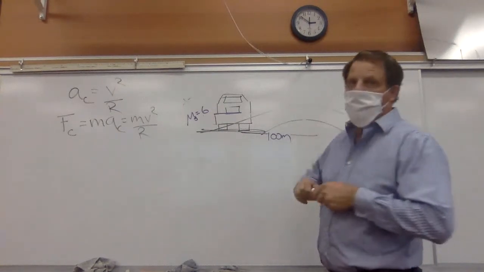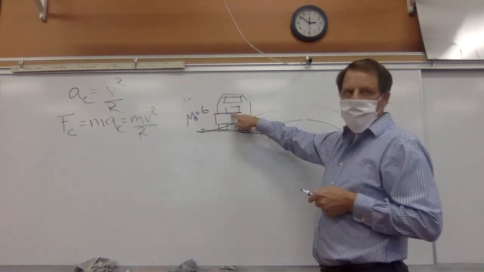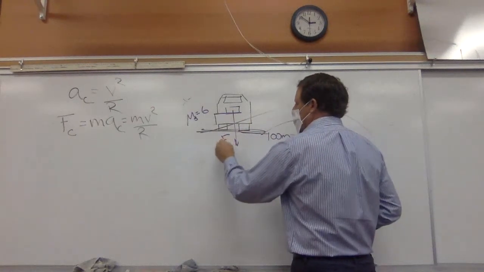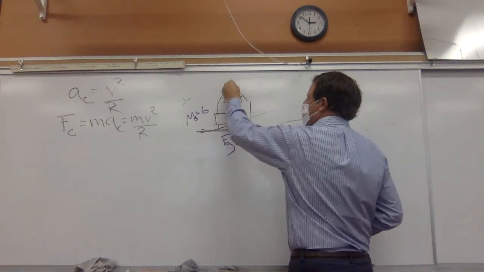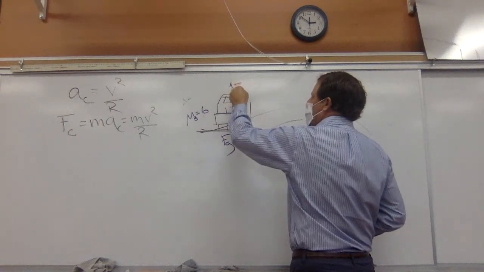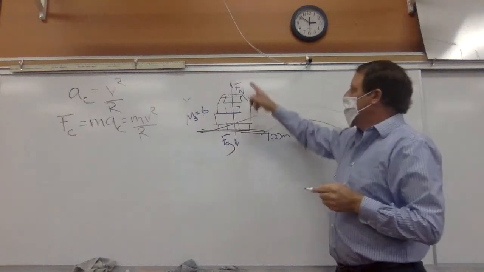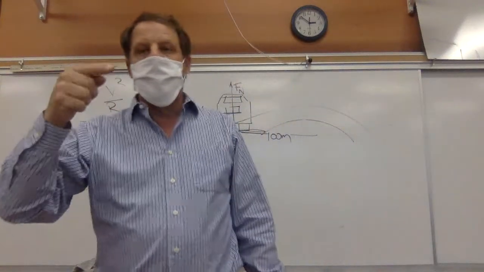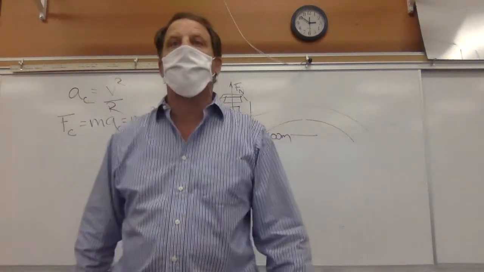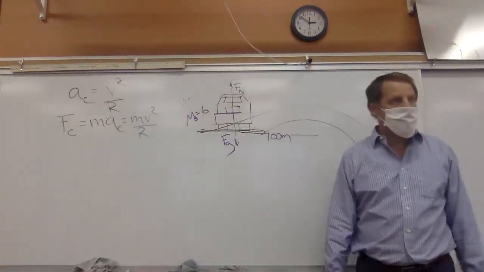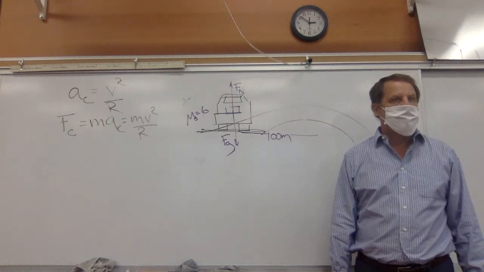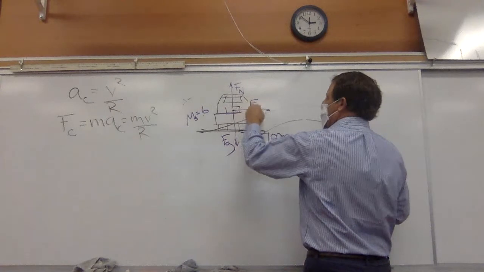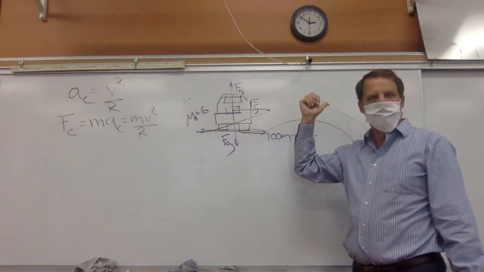Now, we're going to draw a free body diagram, and we're really going to concentrate on just this crate here. We're going to have the force of gravity going down and the normal force going up. Well, the normal force and the force of gravity are only in the y. So what's making the crate go towards the center? It's the frictional force. We're going to have this force of friction pushing us to the middle.